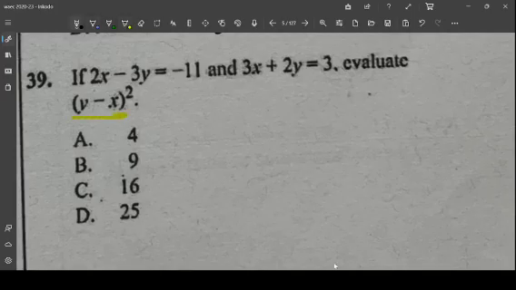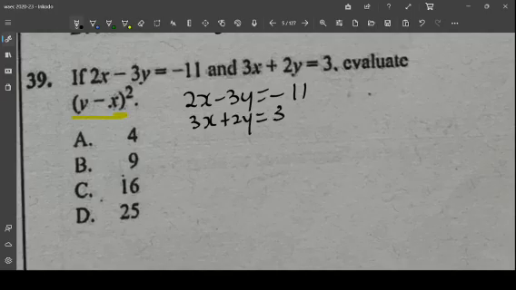All right, so let me write the equations. 2x minus 3y equals minus 11, and then 3x plus 2y equals 8. So I'm going to use the elimination method. I'm going to eliminate one of these variables. How do I do that? Now this is equation 1, and this is equation 2.